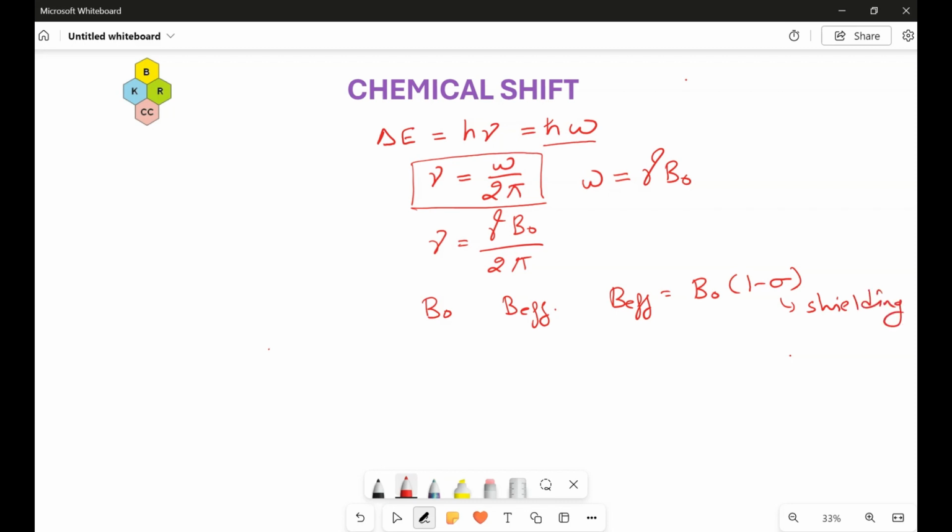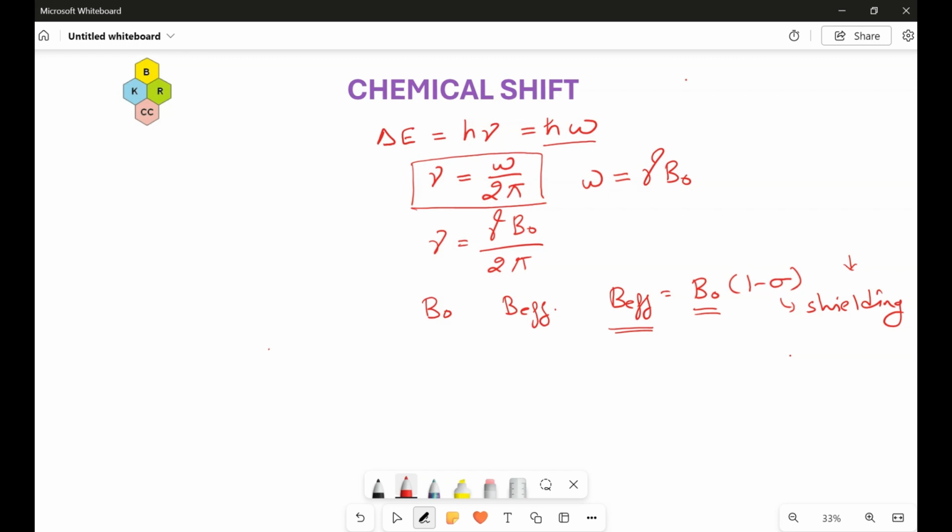Electrons surrounding the nucleus give shielding. They act against the external magnetic field, opposing it, therefore they act as a shield. It is giving shielding to the nucleus. So the actual field felt by the nucleus, which we say is effective, is equal to the external magnetic field into 1 minus sigma, where sigma is the shielding constant.